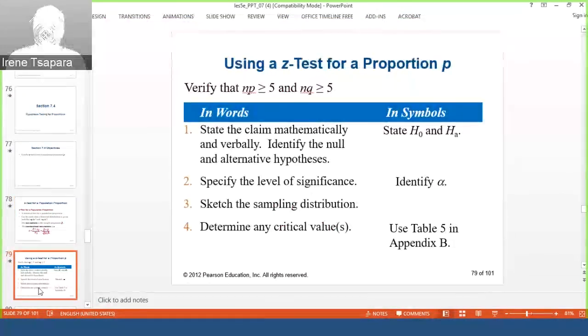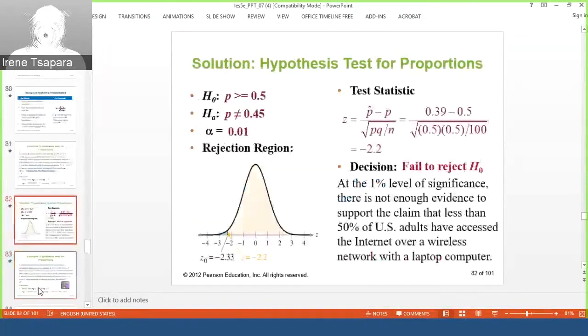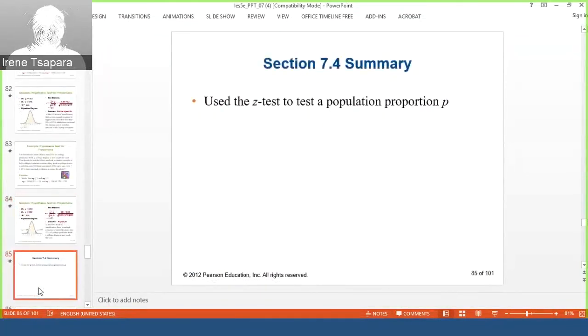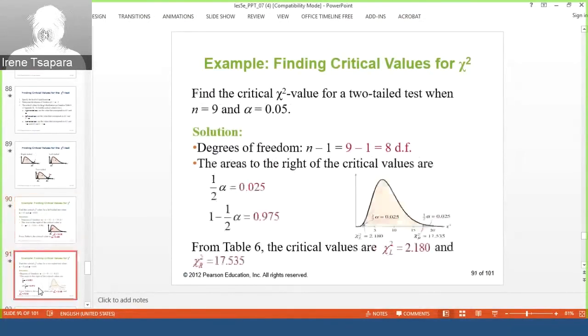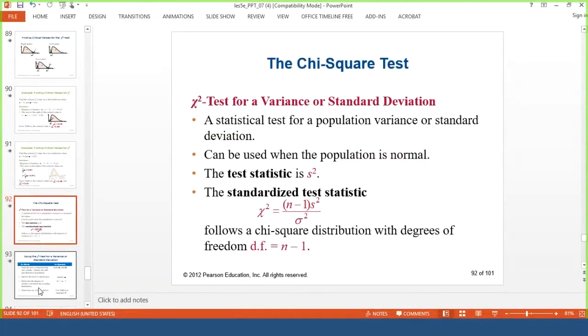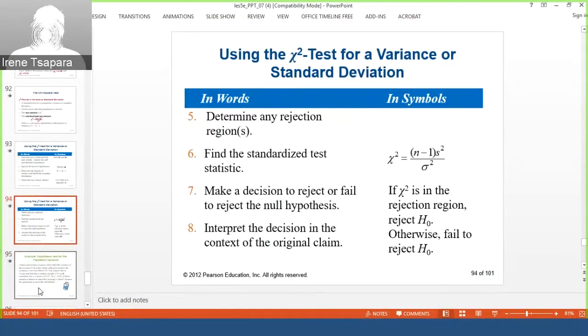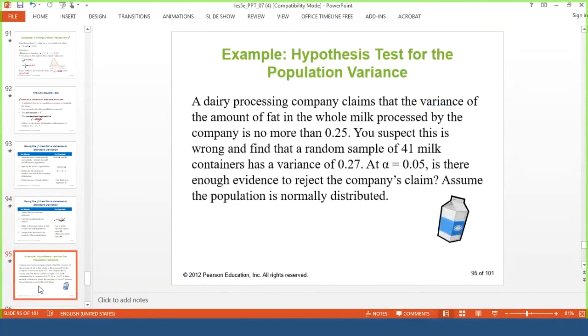And if you run the test for standard deviation, and I have here on the notes a test for the standard deviation, the chi-square test, the formula to calculate the chi-square is going to be n minus 1 times the standard deviation of the sample squared divided by the standard deviation of the population squared. And that's it.